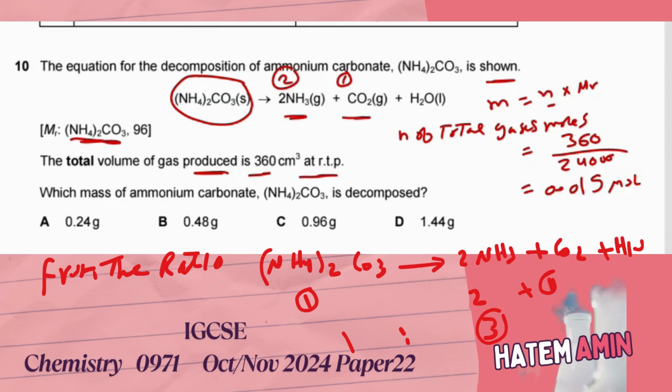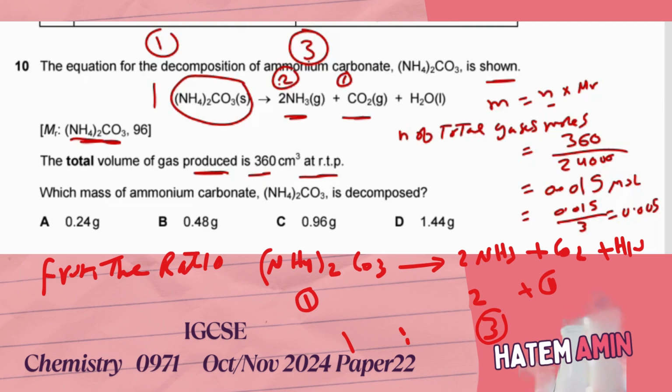How many moles of gases do we have according to the stoichiometric equation? 3 moles of gases. So we should divide this number by 3. As we have here, the ratio is 1 to 2 to 1, so the number of moles of gases is 3, and the number of moles of ammonium carbonate is 1. So we divide this number by 3 to find the number of moles of ammonium carbonate, which equals 0.015 over 3, equals 0.005. This is the number of moles for ammonium carbonate.